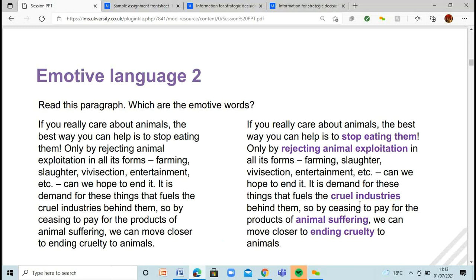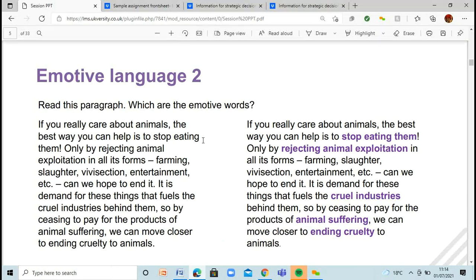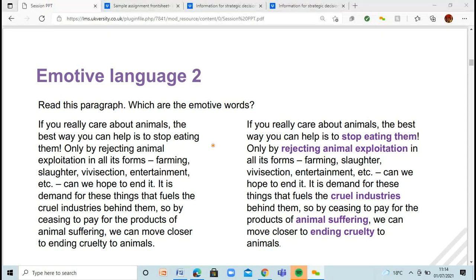So we've got another paragraph here, but the answers have been highlighted for you. So we're going to look at this paragraph and we're going to look at what the emotive words are, what words actually make you feel something. So if you really care about animals, the best way you can help is to stop eating them. See, it's got an exclamation mark there. Only by rejecting animal exploitation in all its forms, so that makes you feel like, oh, maybe I shouldn't be eating chicken or lamb or any of those things. Maybe they're right. Then it goes on: farming, slaughter, vivisection, entertainment, etc. So we can hope to end it.